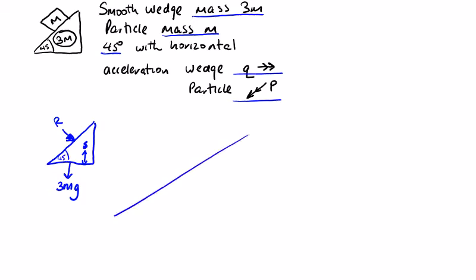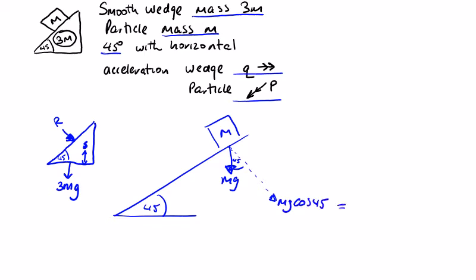Okay, so the particle. We have our 45. Let's put it up the top here. M. We have mg going down. We're going to need these adjacent to the angle, 45. We're going to have mg cos 45 adjacent. We know that's mg over root 2. And coming parallel to the incline, opposite the angle, is mg sine 45, which is mg over root 2.